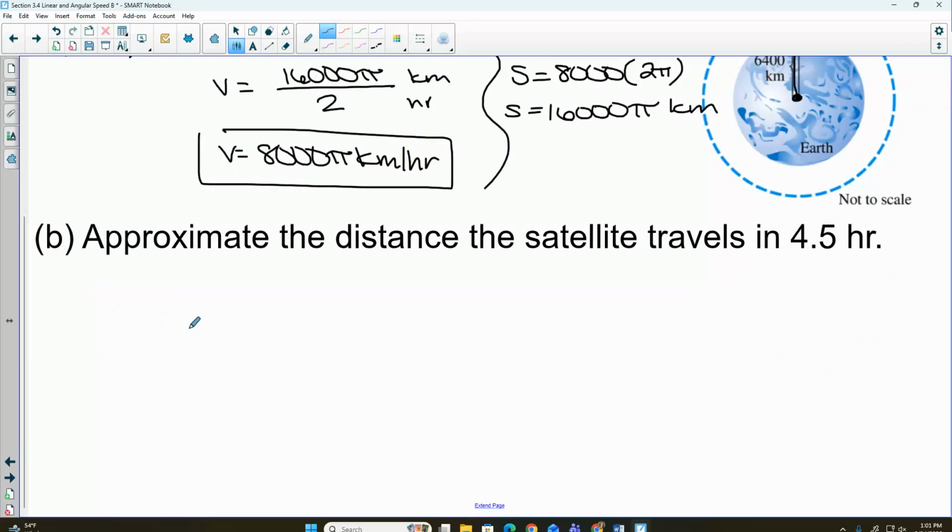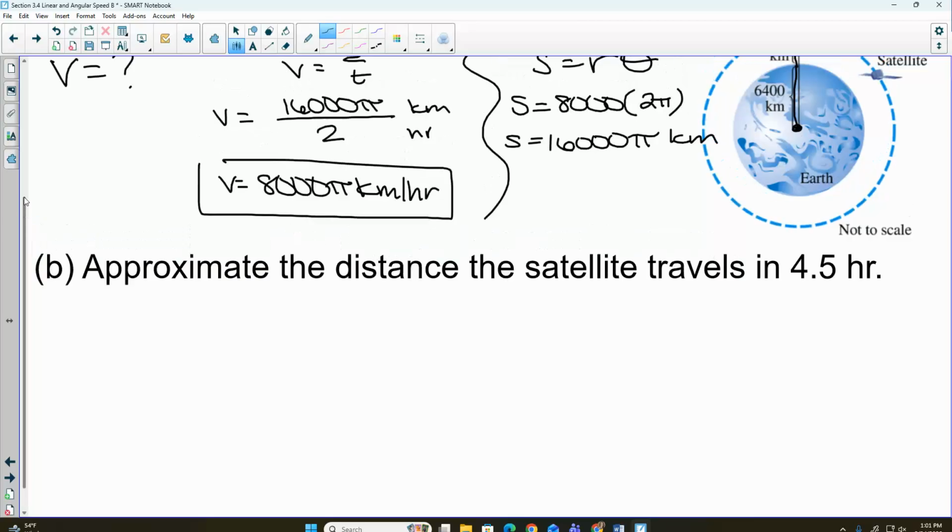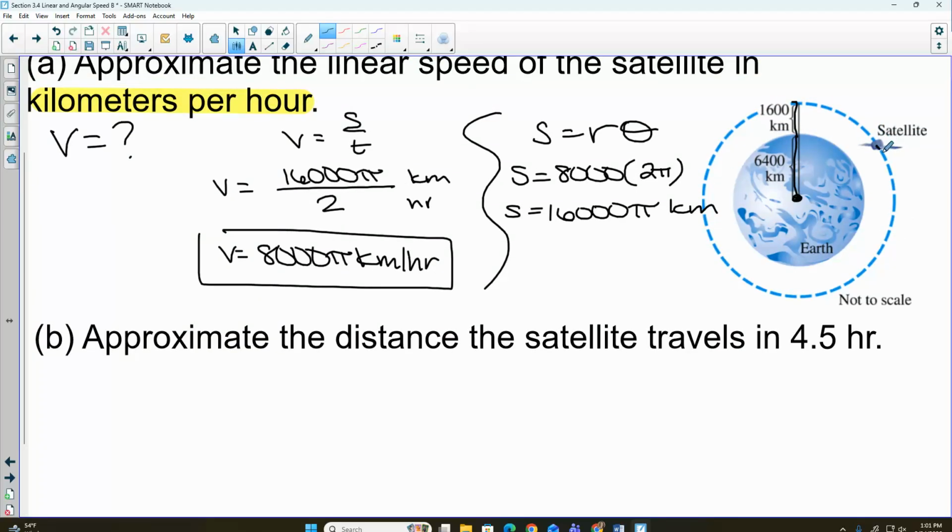Part B, approximate the distance the satellite travels. Okay, here's the satellite. The distance it travels is out here. What variable is that? S. I'm finding that arc length in 4.5 hours, so this is a different time. It's going to spin for 4.5 hours now. So I need s.